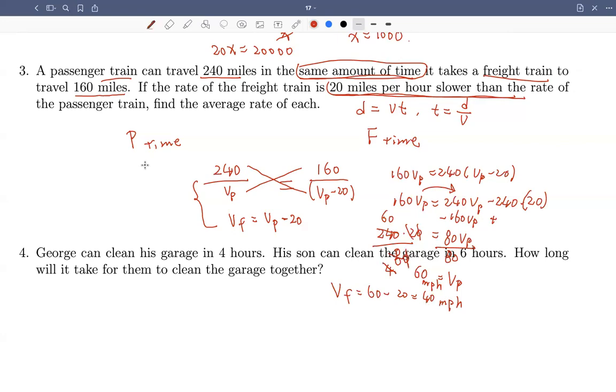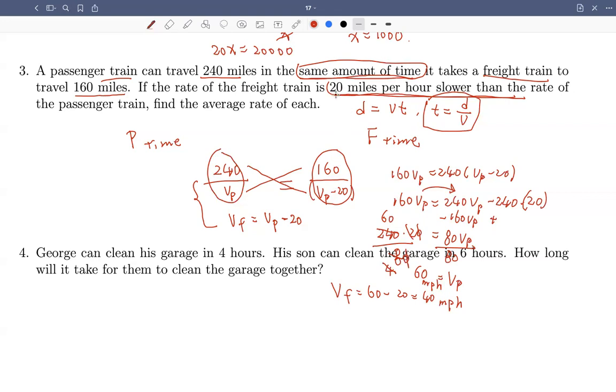All right, so what have we done? We use the formula time equals distance divided by the rate, or by the speed, right? Because the two trains, the passenger train and the freight train, use the same time, we want to use distance divided by speed for the passenger train, same time equals distance divided by the speed of the freight train, right? The distance the passenger train traveled in the same time is 240 miles, and its speed is called VP. The distance the freight train traveled in the same time is 160 miles, and the speed we call VF.